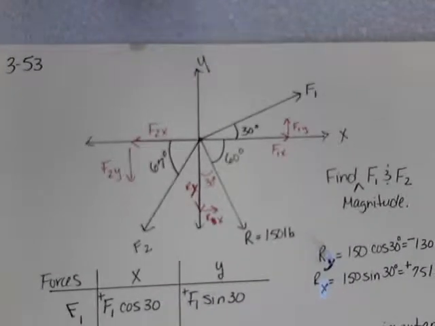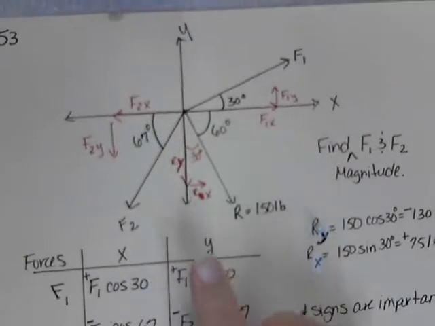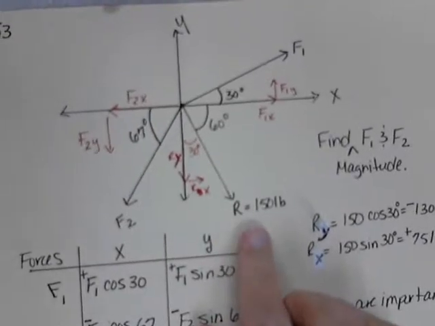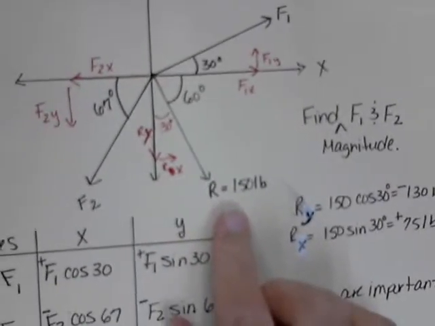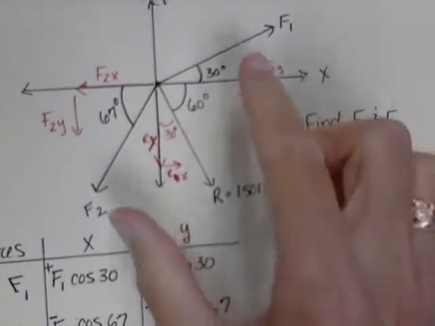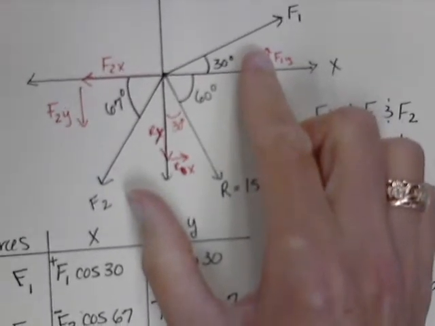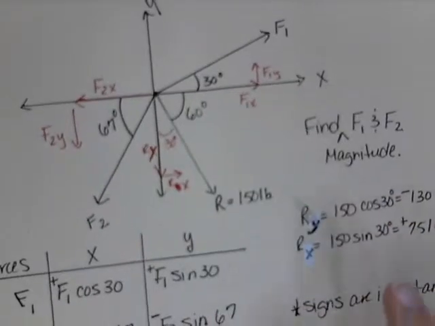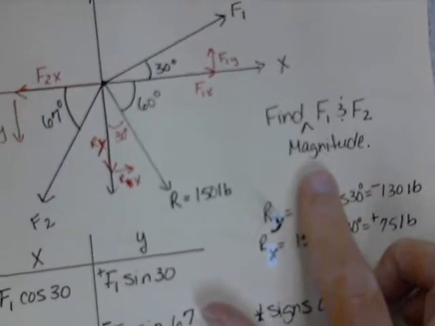Okay, this is problem 3-53. They give us this diagram. The resultant is in the second quadrant. And then they give us two component vectors, F1 and F2. The problem asks us to find the magnitude of F1 and F2.